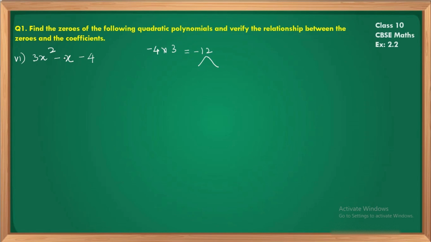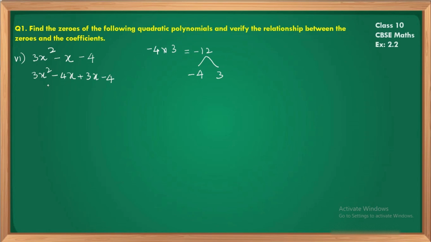For that, we know factors of 12 are 4 and 3. 4 into 3 gives you 12. But you have to put minus in front of 4 or in front of 3. Now you have to decide looking at minus x. You need to have minus 4. Only then you can get minus x. Now let us write down 3x squared minus 4x plus 3x minus 4.